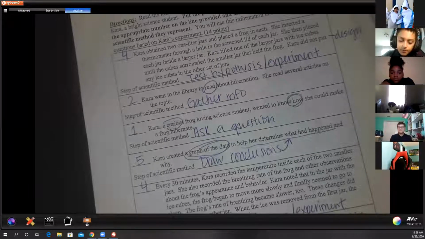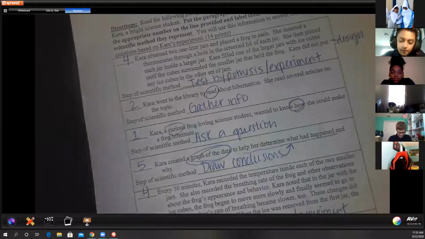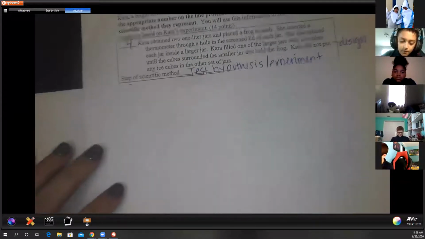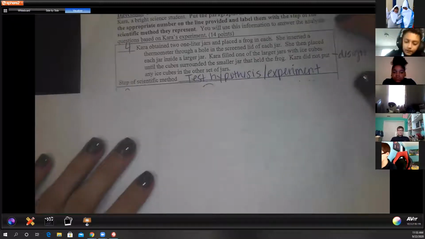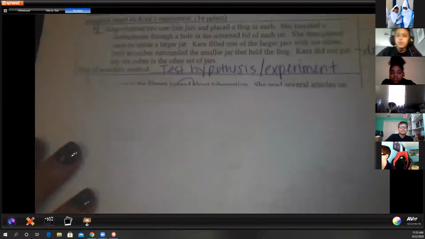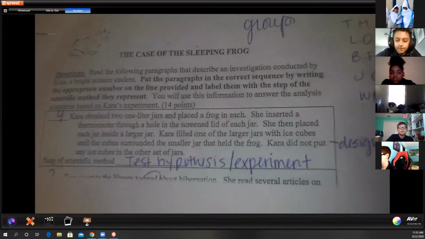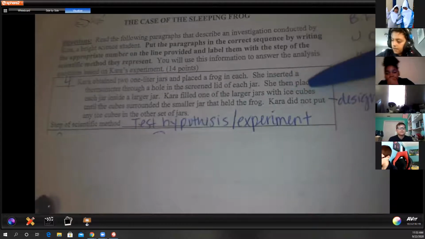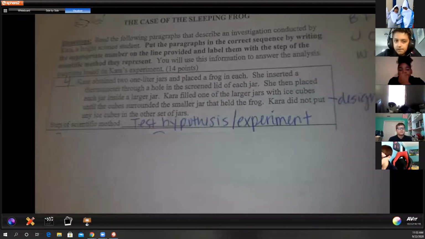All right. So our first section, we were reading what step it was and then identifying what part of the scientific method it was. So for the first one, this is when she designs the experiment.